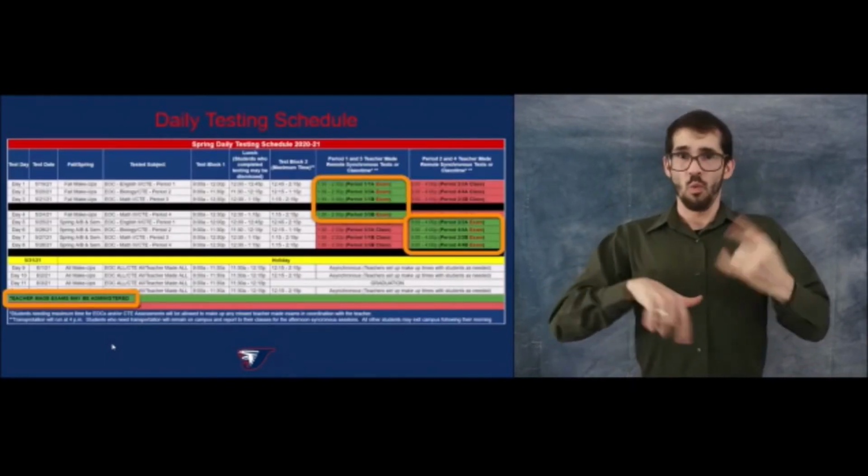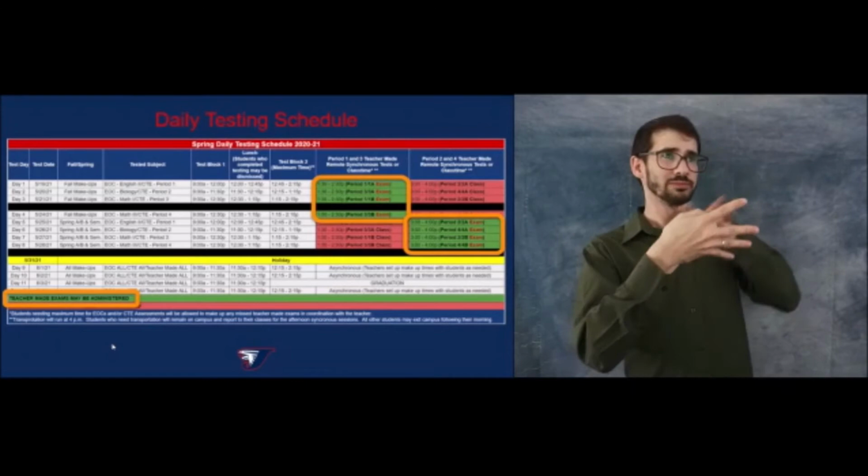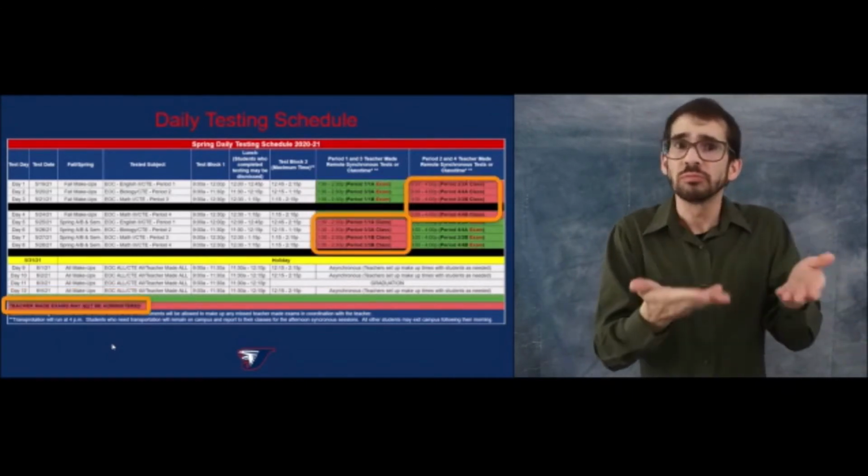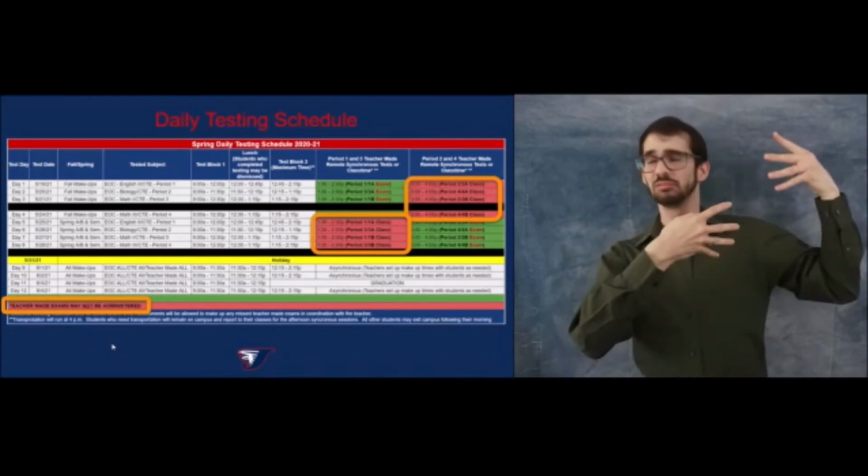The green cells in the schedule indicate when a teacher-made exam may be administered at the discretion of the teacher. The red cells indicate when a teacher-made exam will not be given.